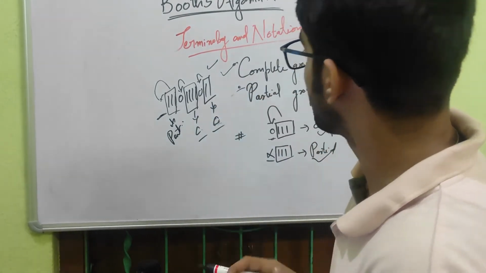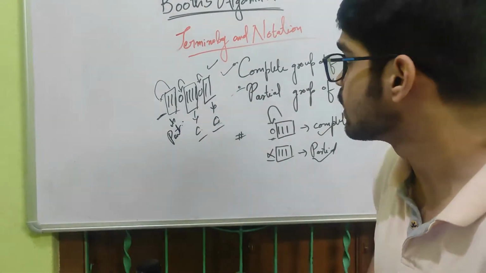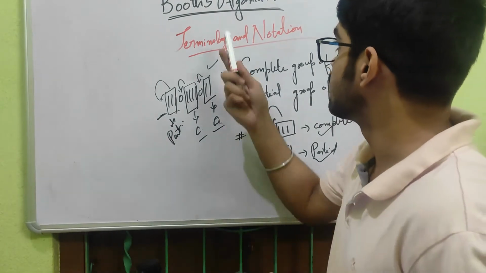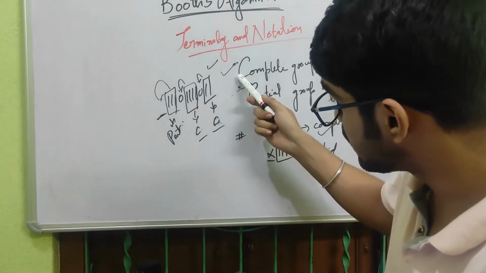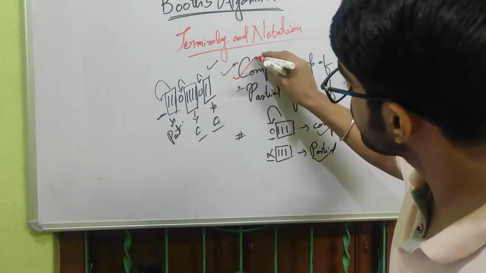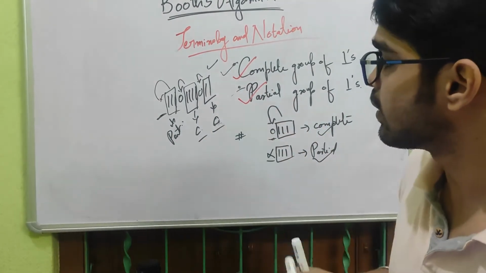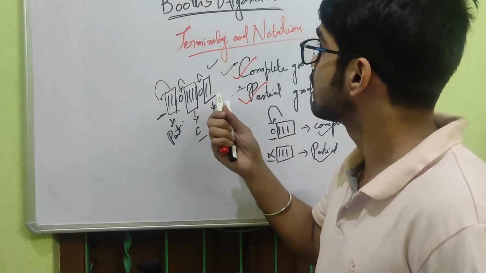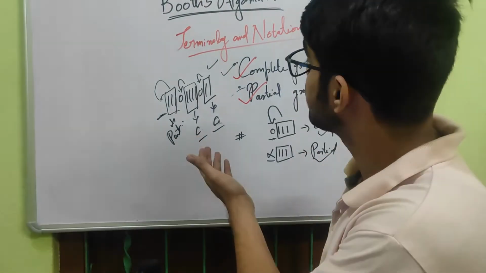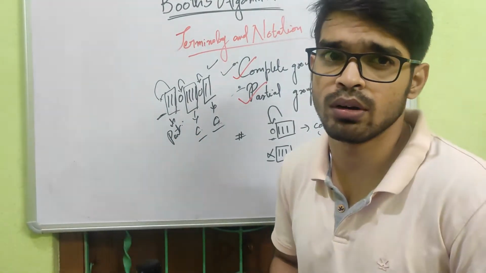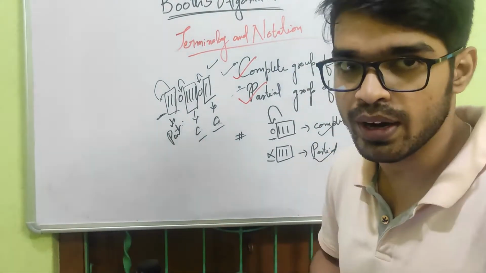Now I think we have a better understanding of the terminologies related to Booth's algorithm, that is the complete group and the partial group. So let's move ahead and see why we need these complete and partial groups at all.